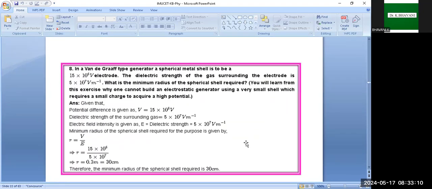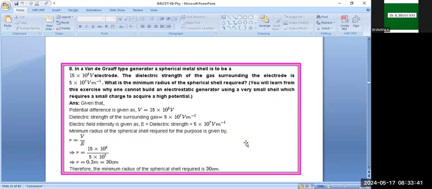And next guys, this question is for a Van de Graaff type generator. They are asking us to find the minimum radius. The given values are: the generator is a spherical metal shell with 15 into 10 power 6 volts of potential, and the dielectric strength is 5 into 10 power 7. So find the minimum radius.